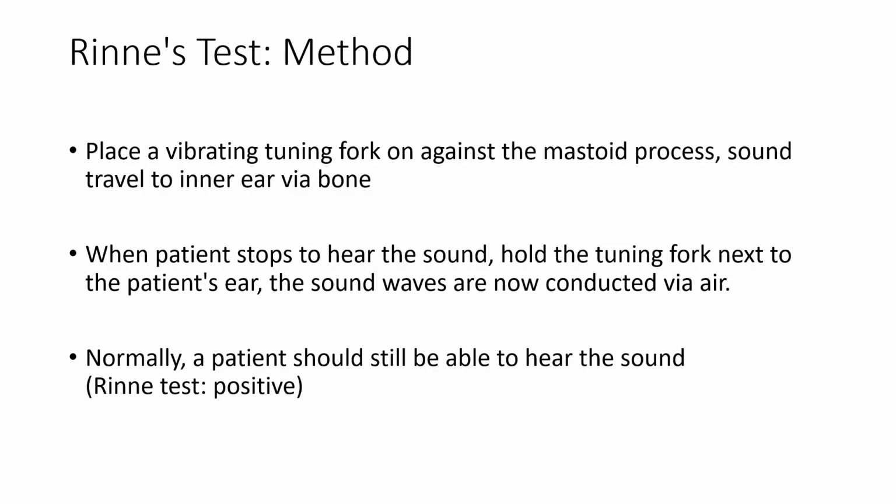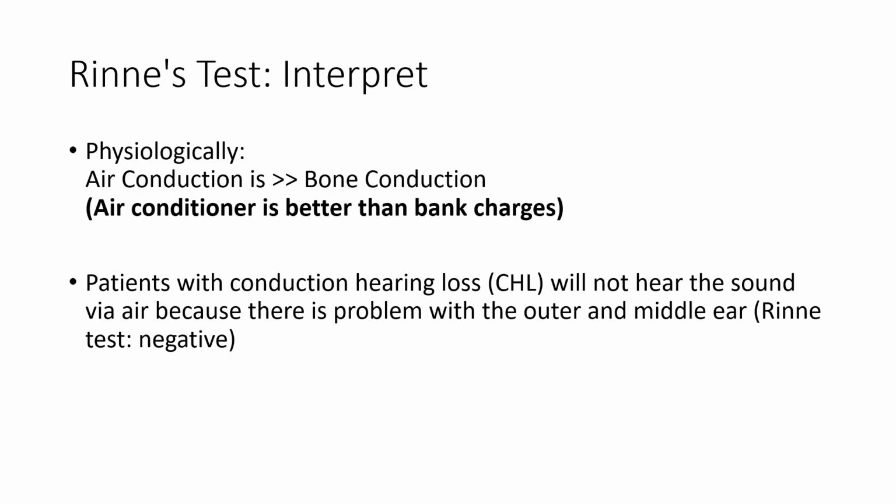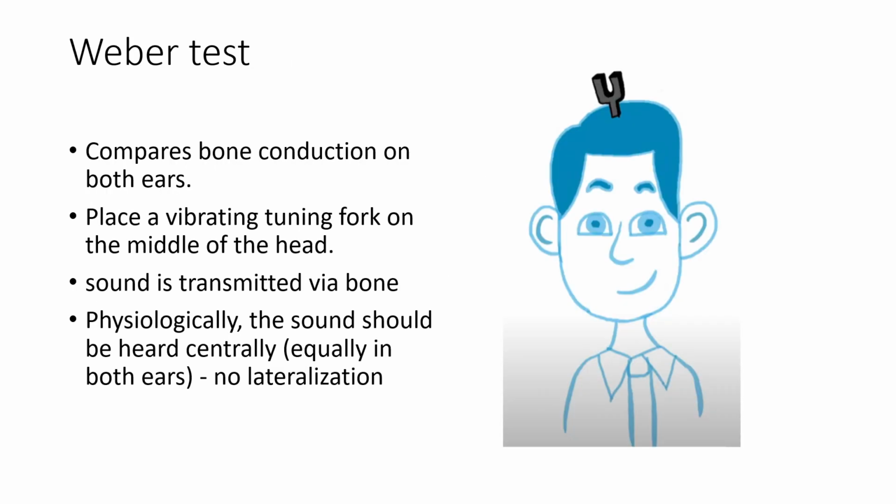Air conduction is greater than bone conduction. That is the basis of a Rinne test. Now, whenever BC is greater than AC, you have a form of what? Conductive hearing loss. That's the interpretation. AC greater than BC is normal. When BC is greater than AC, the Rinne test is negative and there is conductive deafness.